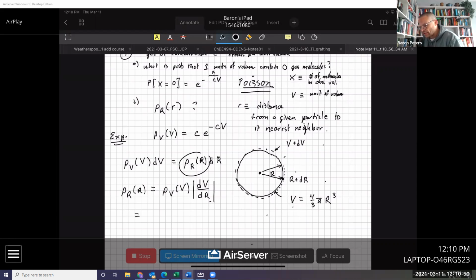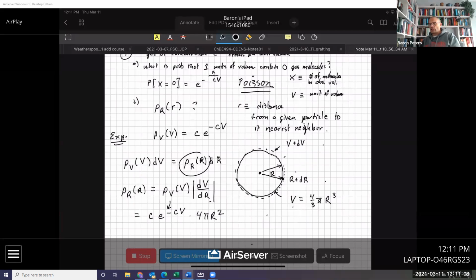Okay, so let's go ahead and write this down. So this was C. So this part becomes C e to the minus C V. And the dV/dr, what is that going to be? That's going to be 4 pi r squared.